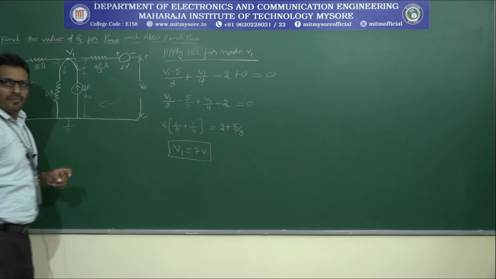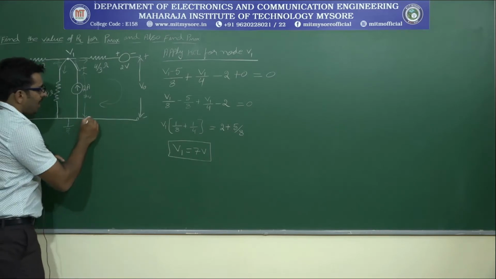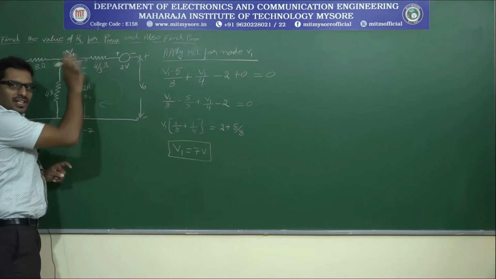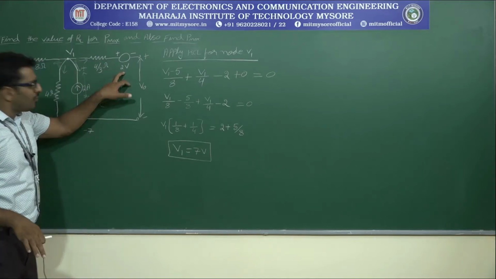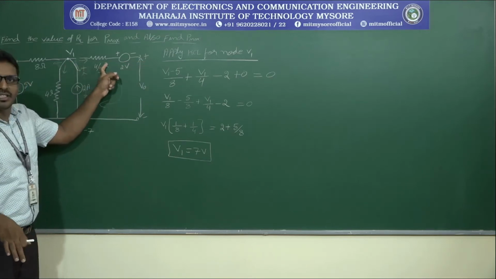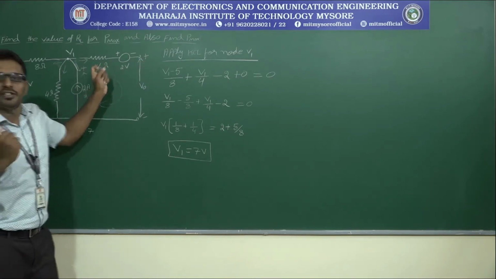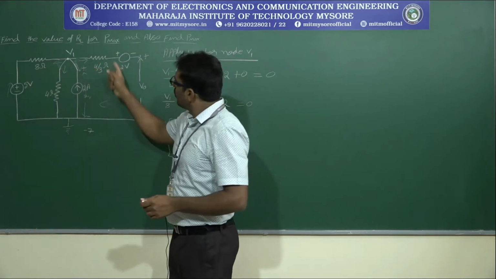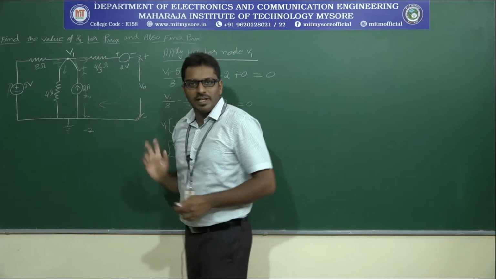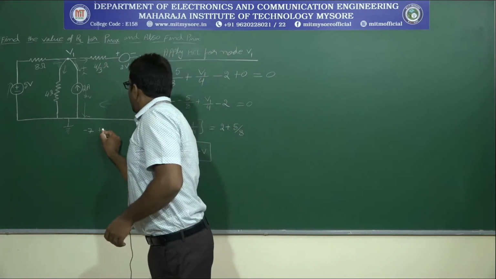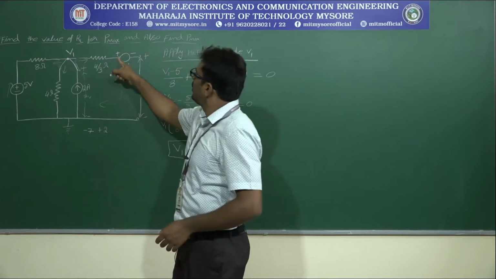Now apply KVL for this loop. Yes, minus 7 volts. Next, what is the voltage across this resistor? 0. Though there is a voltage source here, this is an open circuit. Current does not flow through this resistor, which means there is no question of voltage drop. Therefore, the voltage across this resistor is 0. So next, again according to clockwise direction, plus 2 volts.